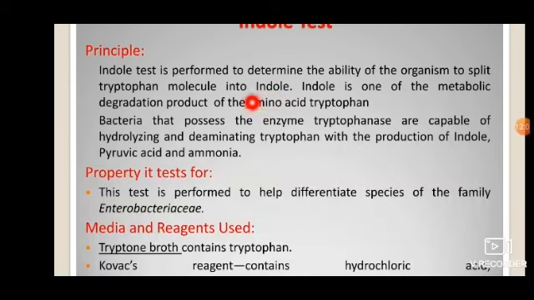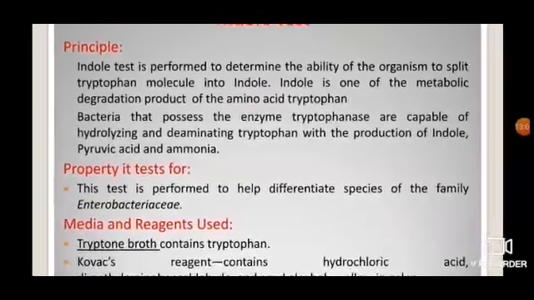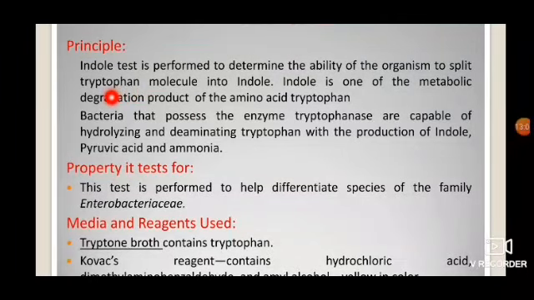By this indole test, we can identify the formation of indole from the tryptophan molecule. So there should be a reaction by which we split out that tryptophan molecule. Indole is one of the metabolic degradation products of the amino acid tryptophan.